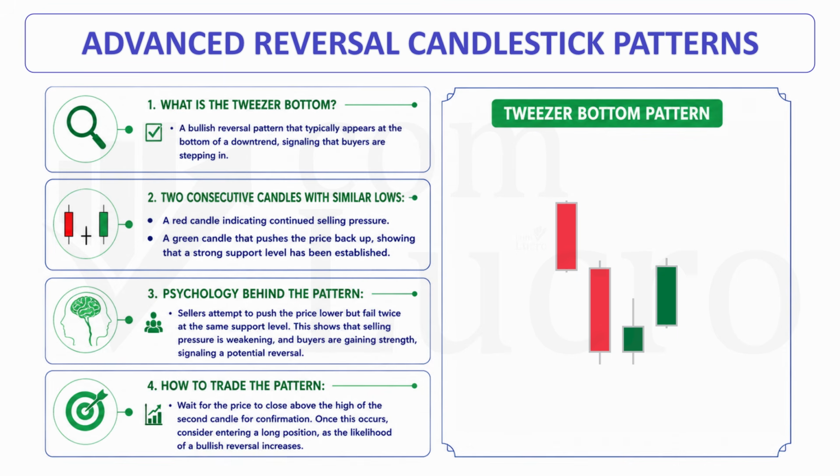The psychology behind this pattern indicates that sellers tried to push the price lower but failed twice at the same support level. This failure to break the support shows that the selling pressure is weakening and that buyers are gaining strength, signaling a potential upward reversal.